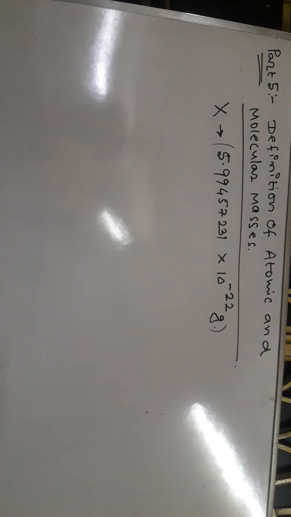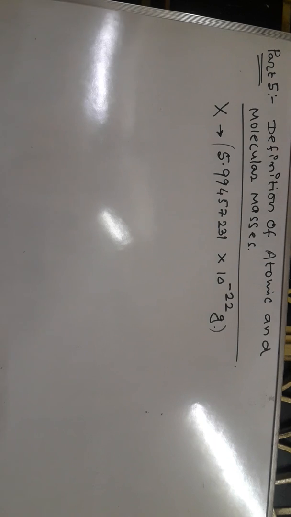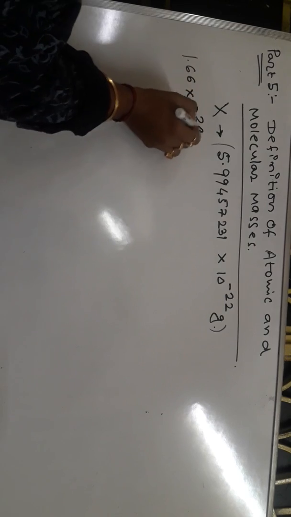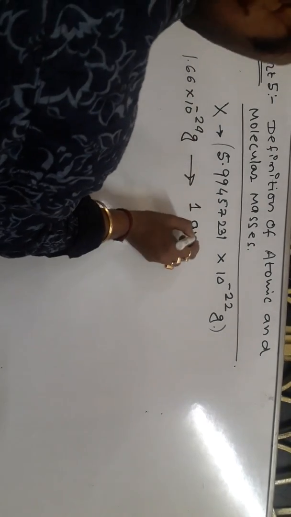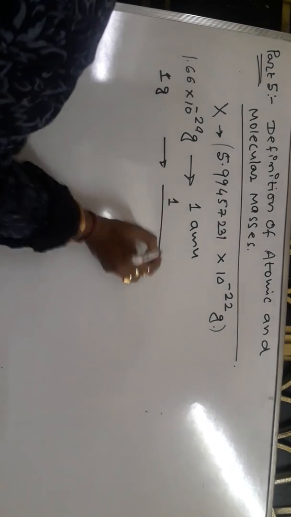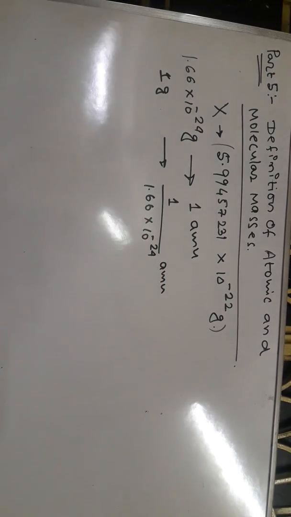Now we have to talk about the atomic mass. Atomic mass, we all understand, is not in gram. We will have to do it in AMU. All of you know that 1.66 into 10 to the power minus 24 gram corresponds to 1 AMU. So I can write that 1 gram corresponds to 1 by 1.66 into 10 to the power minus 24 AMU. I hope you understand that.